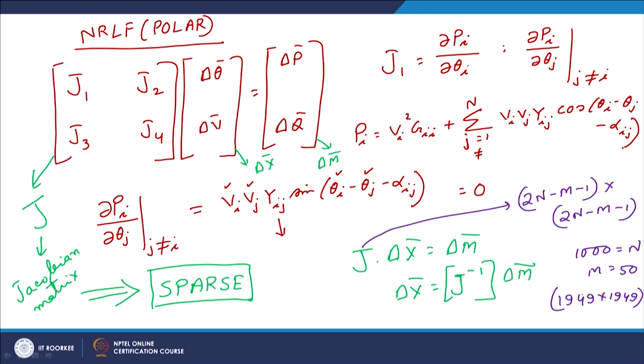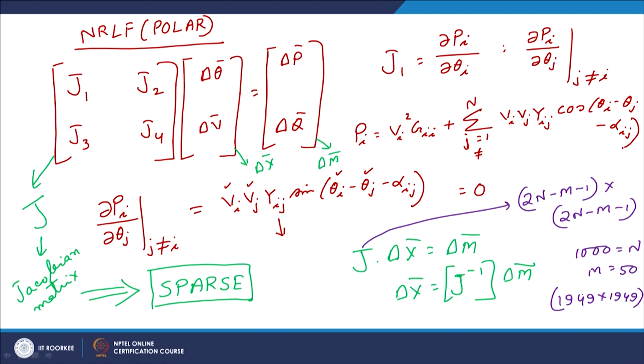And if there is, let us say, roughly 4 on an average, for example, if in this system roughly 4 lines are connected at each bus, then this Y bus matrix is roughly more than 80% sparse, because it is an n cross n matrix.